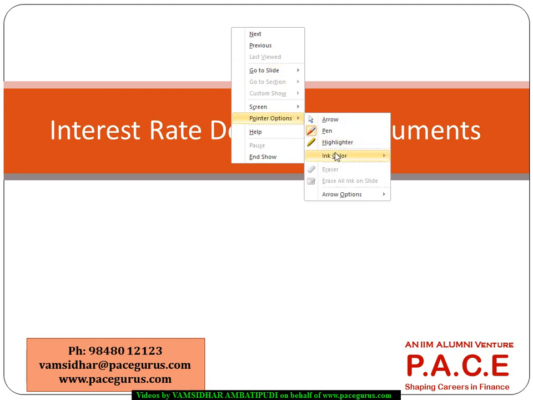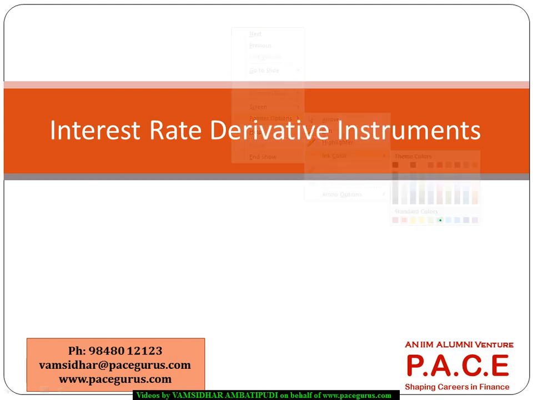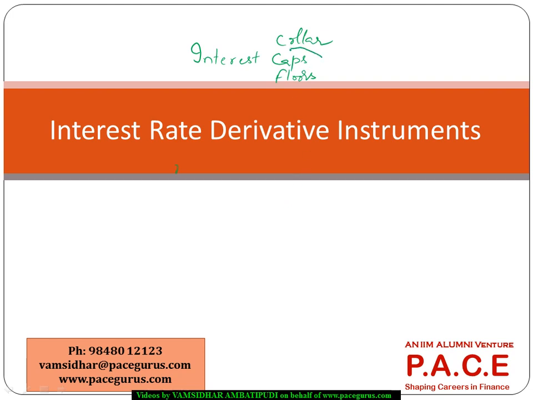With the interest rate specific derivative instruments, our focus is primarily on interest rate caps and interest rate floors, and combining these two we will even create what we call collars. So these are the three instruments which are more important for us. Of course, once we understand the cap and the floor, we can very well talk about the collar on the same lines.